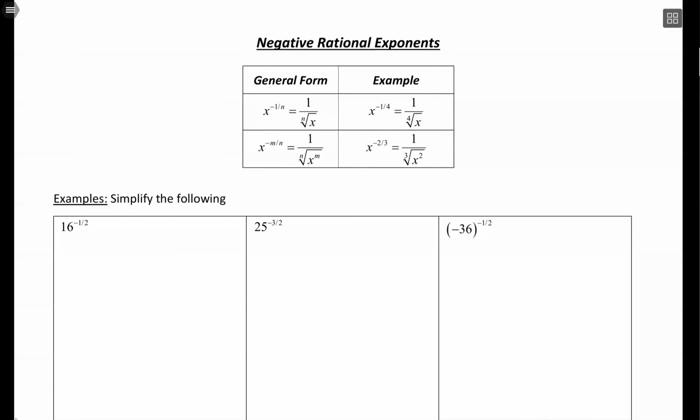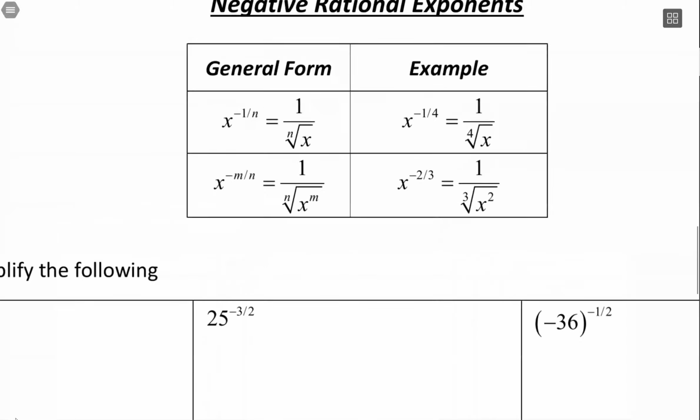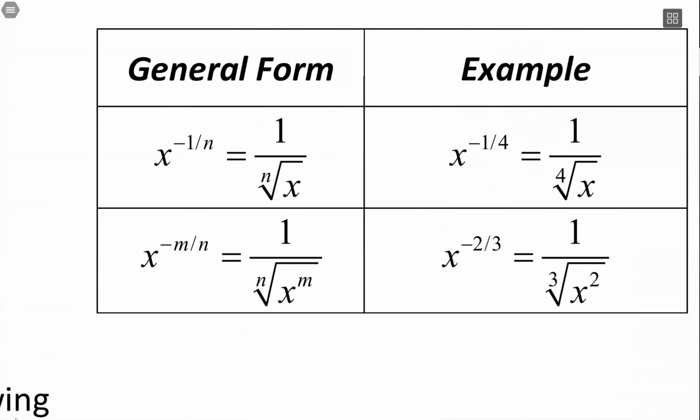So we're going to combine some ideas here. We've talked about negative exponents, and now we've talked about rational exponents. So what happens when we have both? What really happens is that we have both rules. If we have x raised to a negative 1 over n, the rule goes with the negative exponents, and that's what we would want to take care of first.